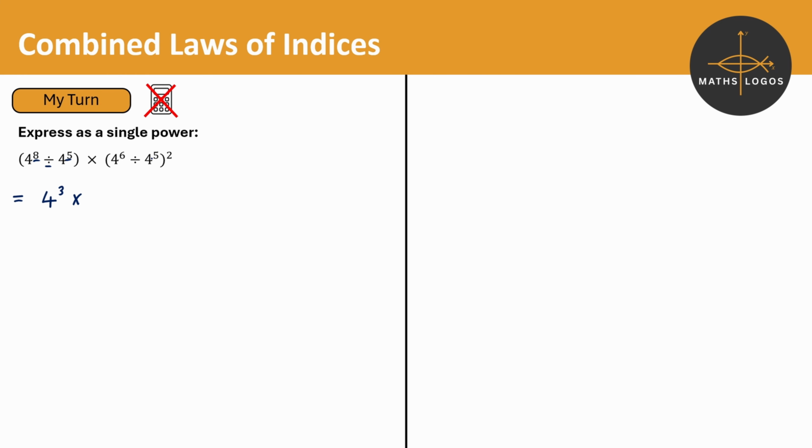4 to the power of 6 divided by 4 to the power of 5 is 4 to the power of 1, and I have to remember that that is being squared. Then I'm going to do my power upon a power, so I'll leave this as it is for now, and I'm going to multiply by 4 to the power of 1 squared. Well, I multiply these indices together to give me 4 to the power of 2. And the last thing I can do, I'm multiplying powers with the same base, I add my indices to give me 4 to the power of 5.